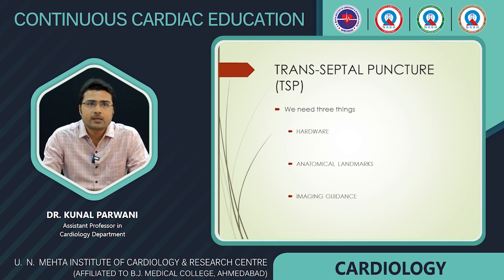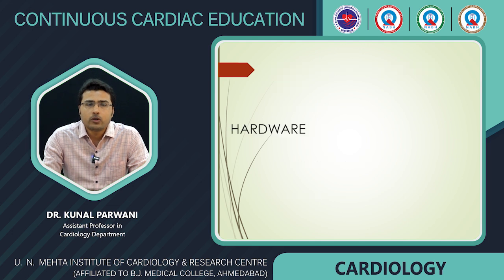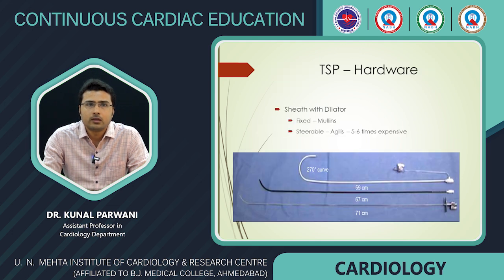For a safe transseptal puncture, we need to be well versed with three things. First is the hardware, second is anatomic landmarks, and third is the imaging guidance. About hardware, there are two most important pieces of hardware that we use in the transseptal puncture. This catheter, as you can see in this image, is a Mullins dilator and sheath catheter.